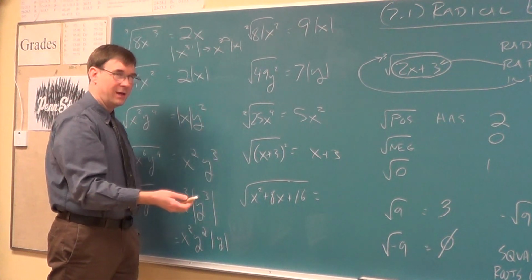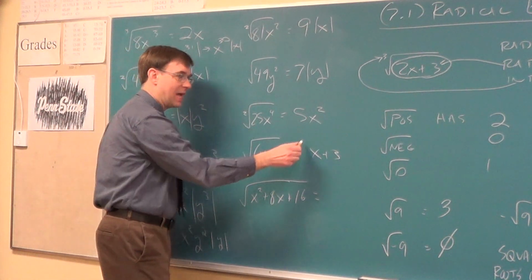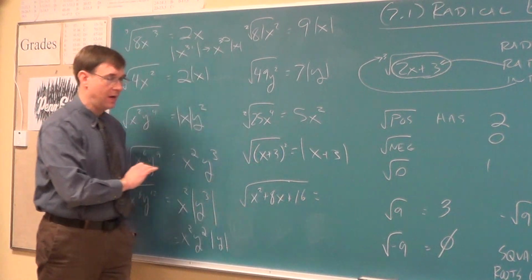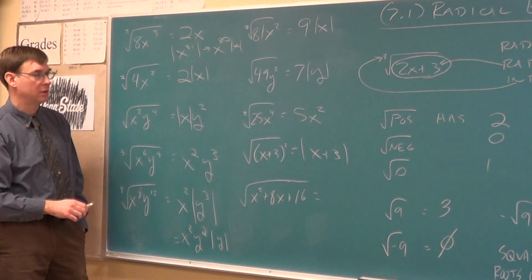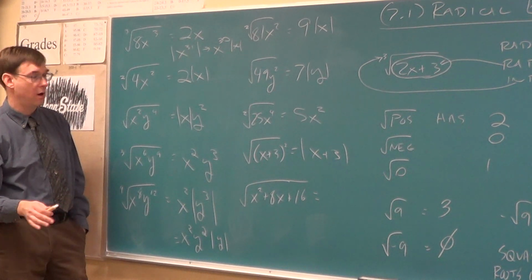Bars where? Around everybody. If it's adding or subtracting, we need bars around everybody. And if you want to know why the rules are different, I'll launch into an explanation of that. If you don't care, I'll spare you.